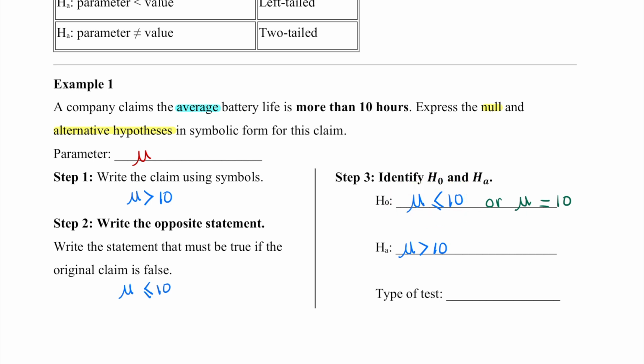And finally, we need to determine the type of test. Let's look at HA. HA uses a greater than symbol. This is a right tail test.